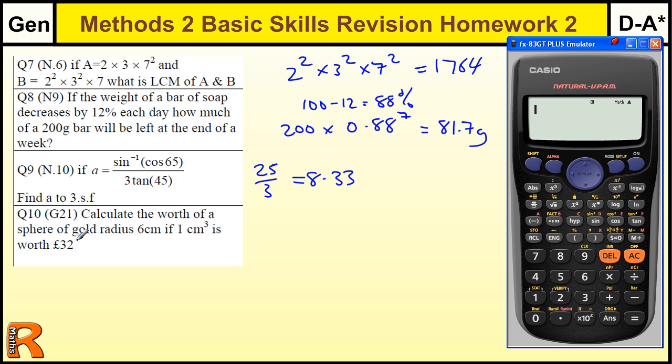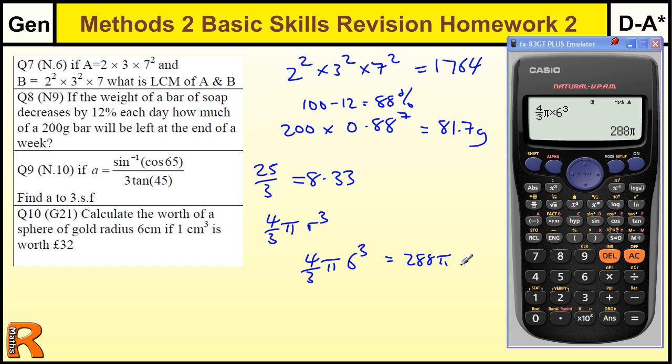Okay, volume question, volume of a sphere. You don't need to know this formula, but you need to have it available. The volume of the sphere is 4/3 pi r cubed. R is 6 in this question, so we've got 4/3 times pi times 6 cubed. So 4 over 3 times shift pi, times 6 cubed. That's equal to 288 pi.